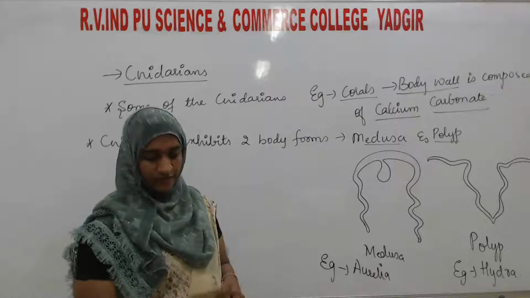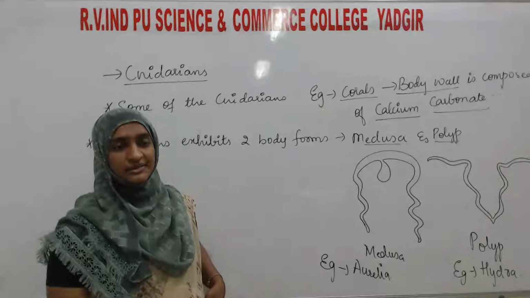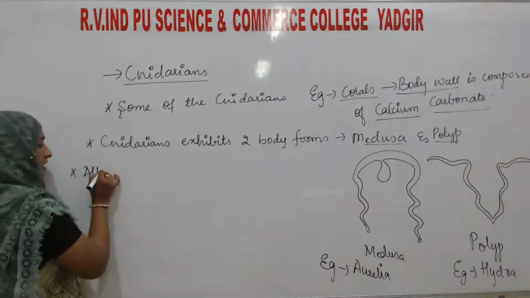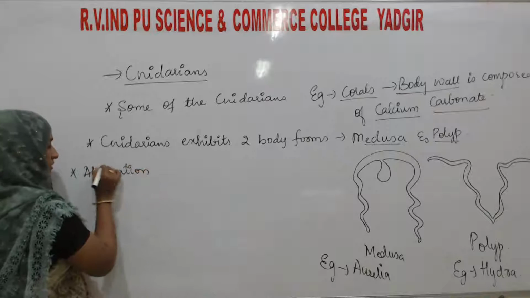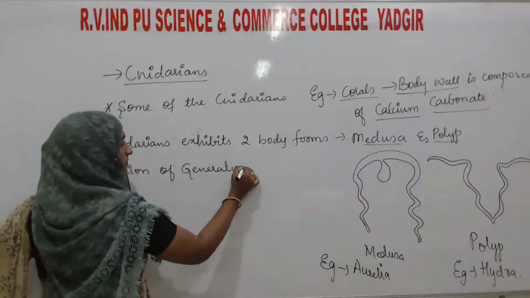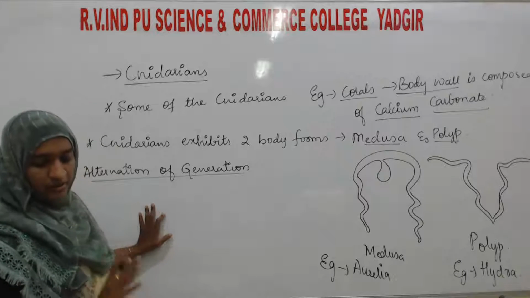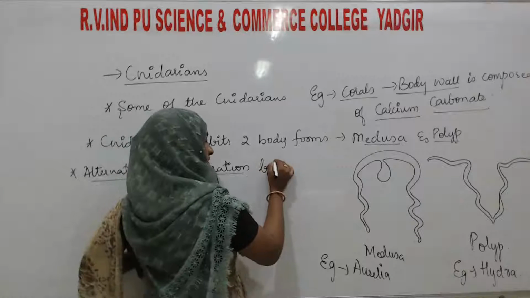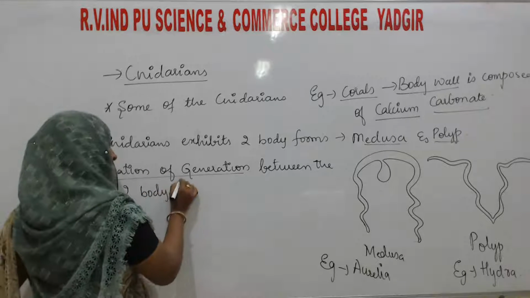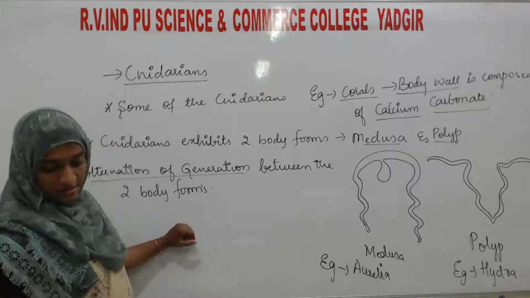Next, in these cnidarians or coelenterates, they exhibit one feature, the alternation of generation. What do they exhibit? They exhibit the alternation of generation between the two body forms. And what are the two body forms? One is the medusa and another is the polyp.